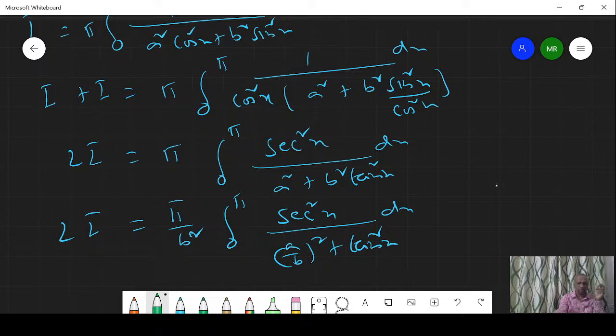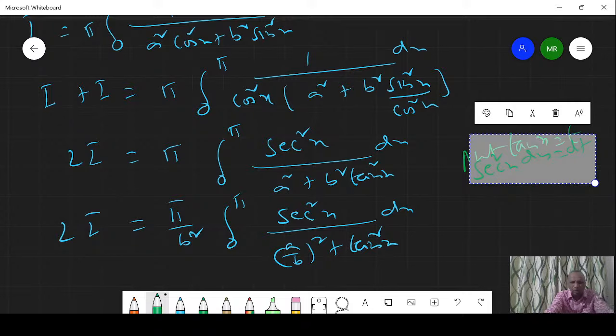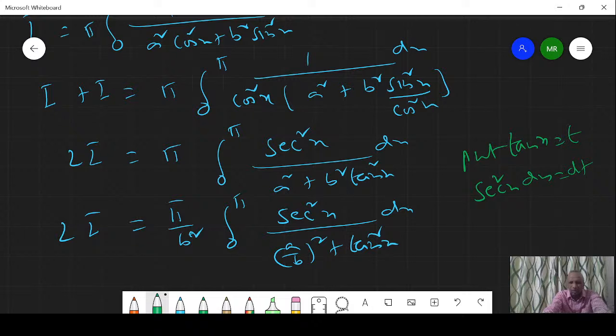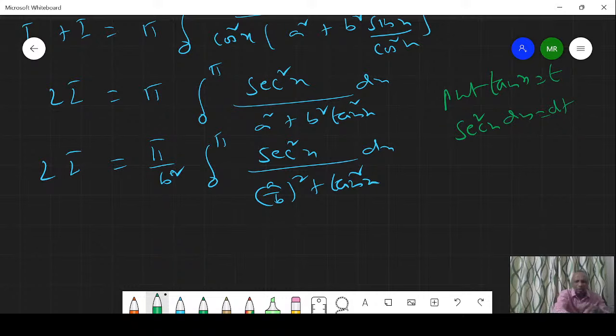Now the substitution. Put tan x equal to t. When you take tan x equal to t, secant square x dx is equal to dt. The numerator will become dt. Even I can change the limits also. When tan x is equal to t, you should substitute the limits also. In this case, 0 to pi means tan 0, 0, and tan pi is also 0, so 0 to 0.